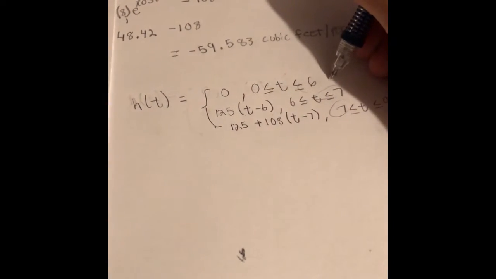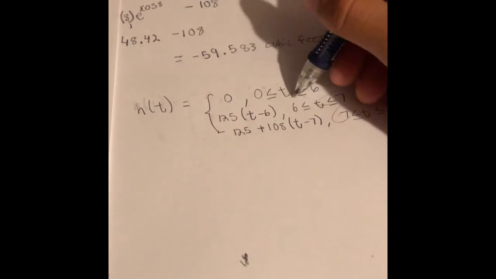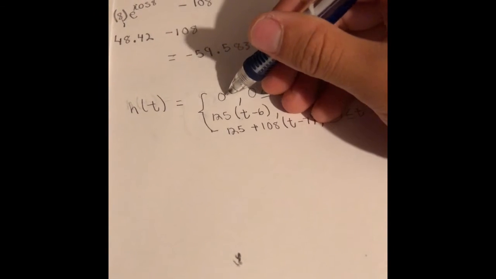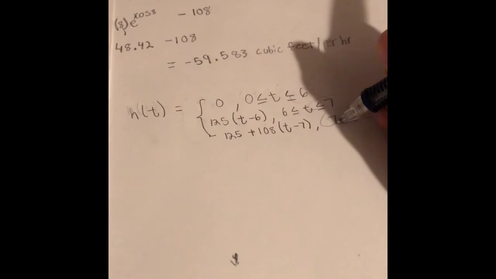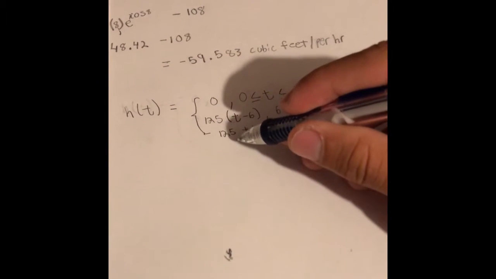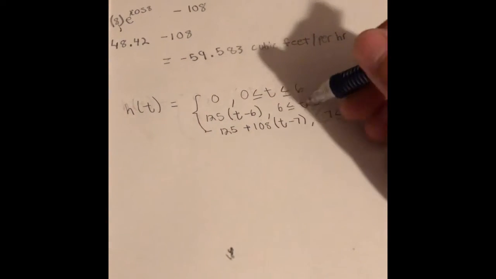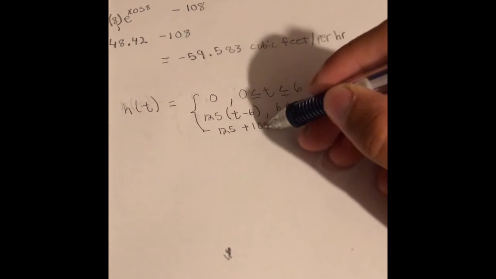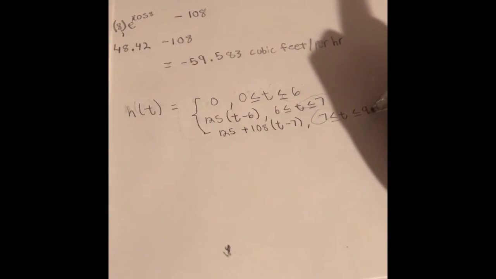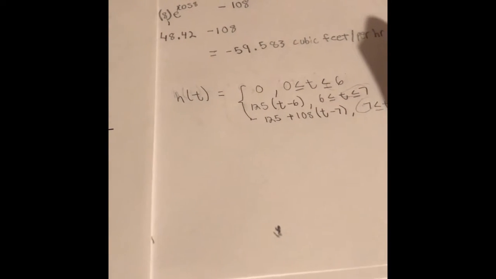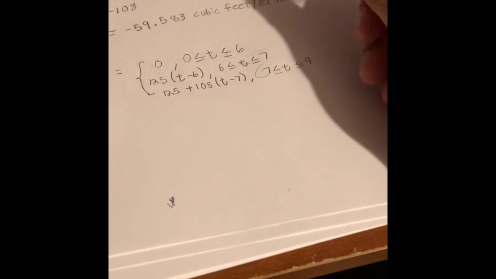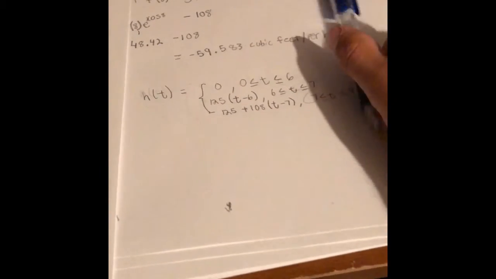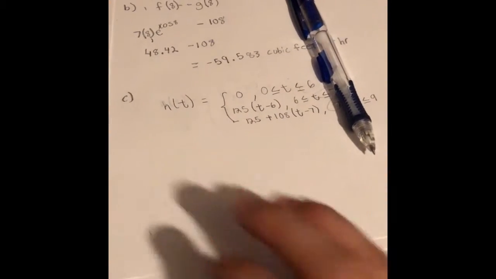So 0 from 0 to 6. In order to keep that consistency, our boundaries are 6 to 7. The same follows for our final piece. You get 125 from here. Stay consistent with the 7, 7 minus 7, 125, 108. And that's all that's required for this problem because it only has to write a piecewise defined function with the domain from 0 to 9. So that's good, and that's part C.